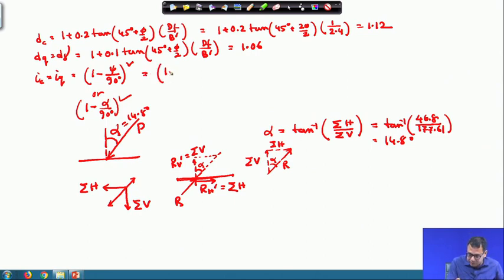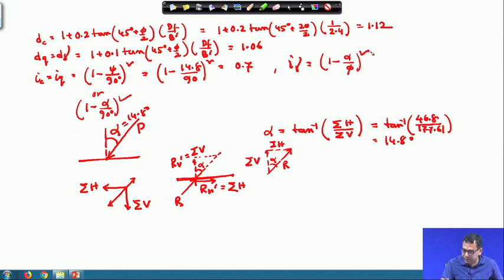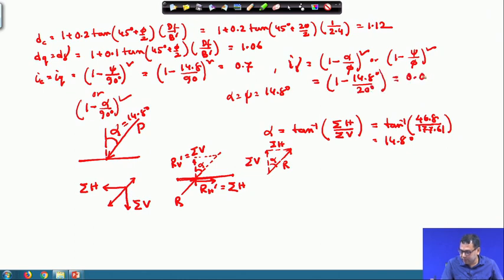So, this is 1 minus 14.8 divided by 90, whole square. So, this is equal to 0.7. Similarly, i gamma is 1 minus alpha divided by phi, whole square, or 1 minus xi by phi, whole square, and here alpha equal to xi equal to 14.8 degree. So, if I put that value, 1 minus 14.8 degree by phi, which is 20 degree, whole square, that is equal to 0.07.